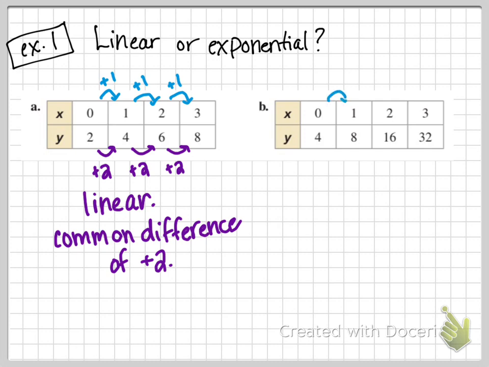We always check that x is going up consistently, but it's not the relationship of the x's that matters. It's the relationship of the y's. Good. Notice what's happening to our y values. To move from one to the next, we are doing what? Multiply by 2. Multiplying by 2.